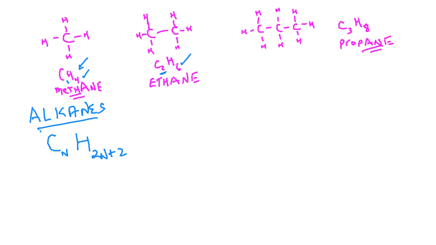So if I wanted hexane, hex is 6. So n is 6. 2 times 6 is 12, plus 2 is 14. If I wanted nonane, the prefix is 9. So n is 9. 2 times 9 is 18, plus 2 is 20. We'll do one more: heptane.